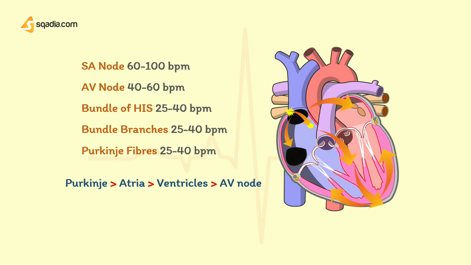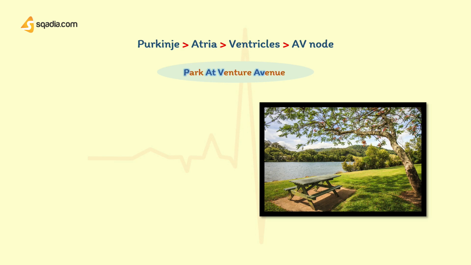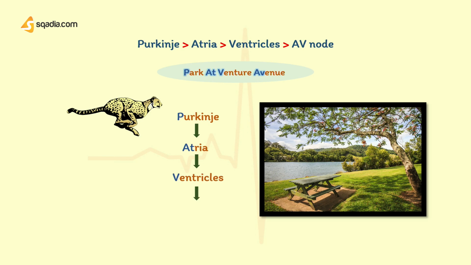A well-known mnemonic used here is the Park Adventure Avenue. Park for the Purkinje fibers, At for the atria, Venture for the ventricles, and Avenue for the AV node, to remember the fastest to slowest conductions.